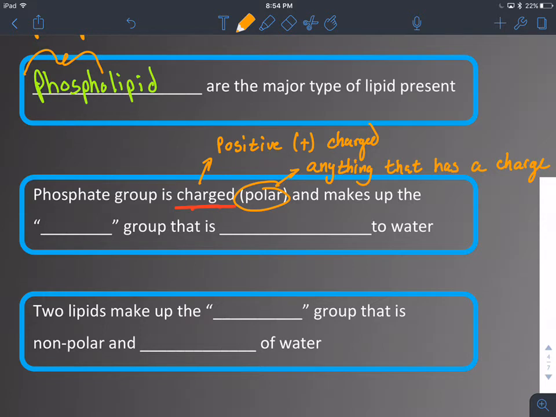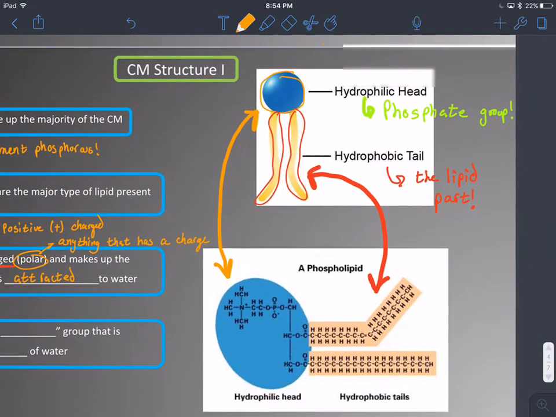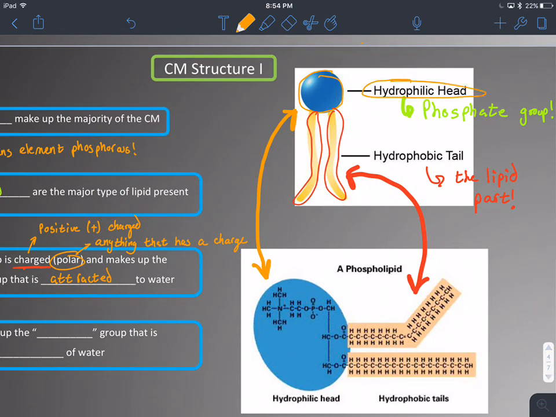Okay, so whether it's positively charged or negatively charged, if we say it's polar, that means that there's a charge to it. Okay, and it's this polar phosphate group that makes up the head group that is attracted to water. And as I just said, if you look here, it's this hydrophilic head, which also happens to be polar, that is attracted to water. And if you look right here, you can see our phosphate group.